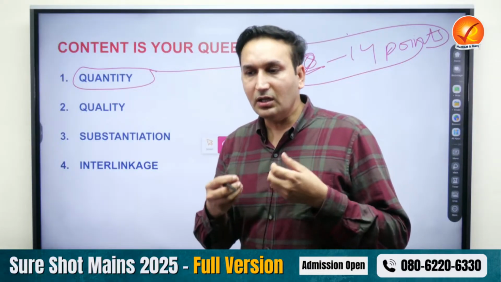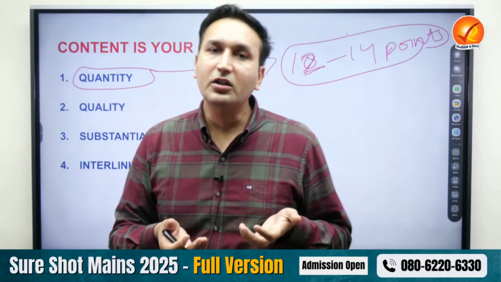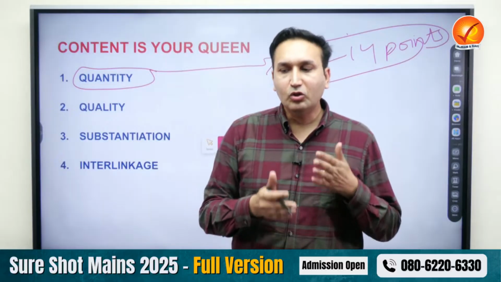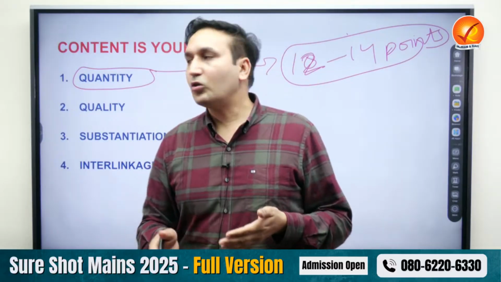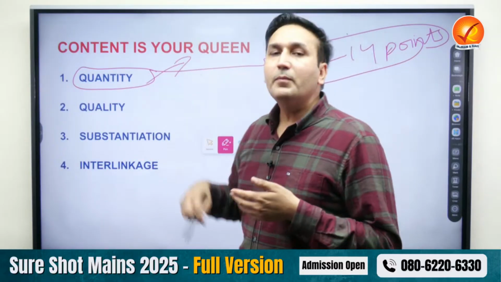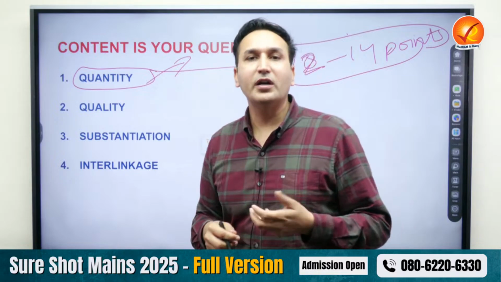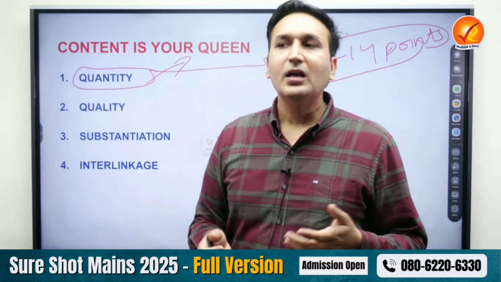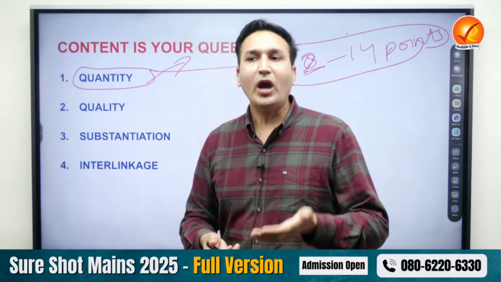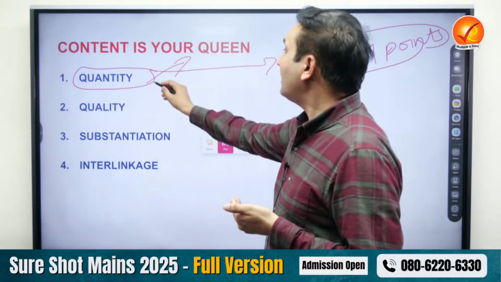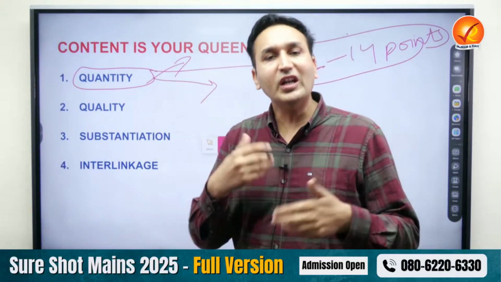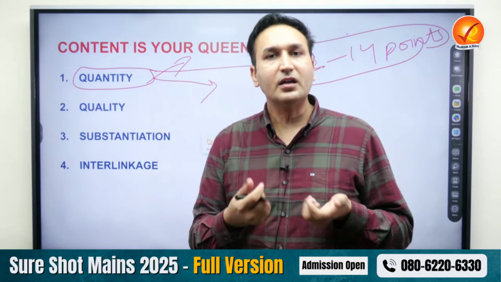When I see the difference between those people who are getting selected, getting very good ranks, and those who are not getting selected, quantity is one of the biggest factors. They are writing 8 points, or maybe 10 points at max, right? So that won't help you. You have to generate more content. But then again, from where to get the content? How can I generate more content? This is again a problem.